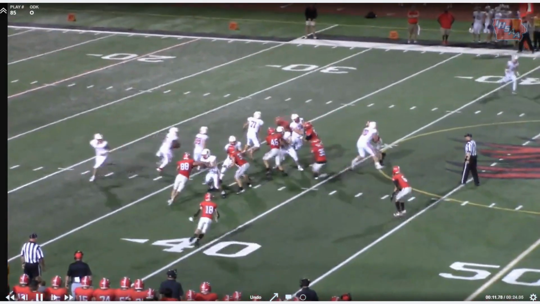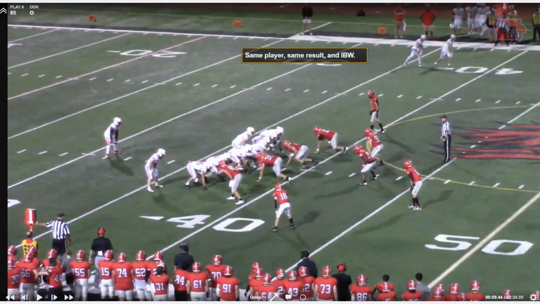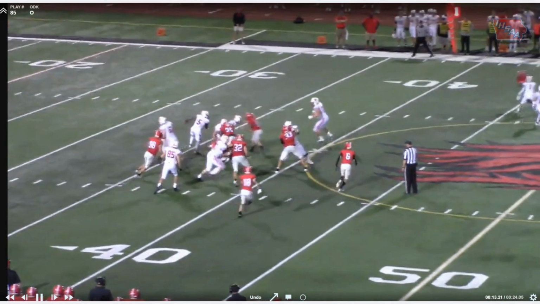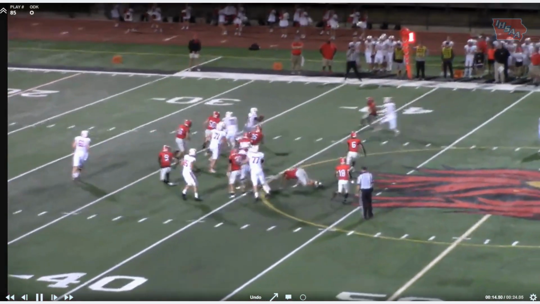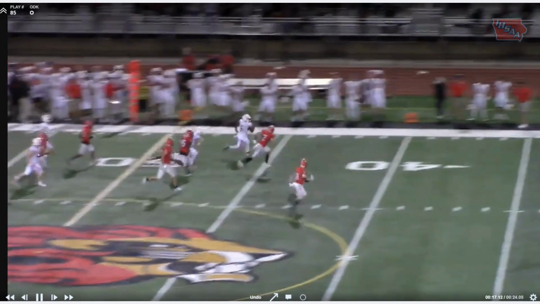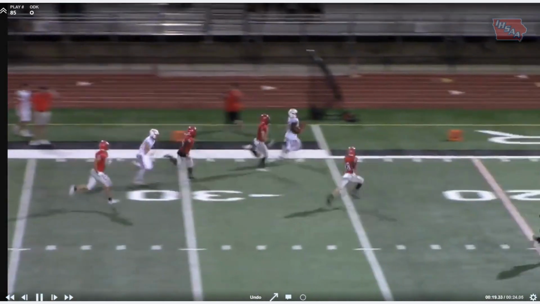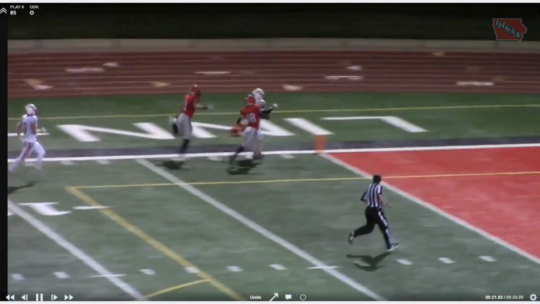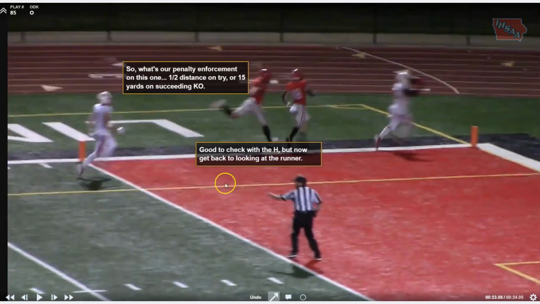If so, we're probably not getting it called, because I guarantee you if we call it the first time, and especially if he gets called for a second block below the waist foul, that his coach is going to make sure that either one, he's not in the game anymore, or two, he understands he can't go low on that lineman. So in this case, great hustle by our back judge here getting to the goal line. And he does, oops, I went a little too far. Nice job of checking with our H. And now we want to get back to our runner and make sure he doesn't do anything with taunting or stupid with the football. And then again, our penalty enforcement.